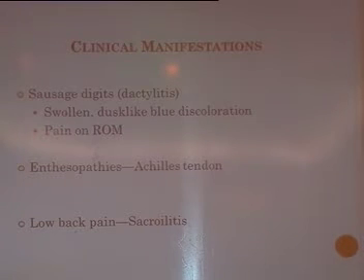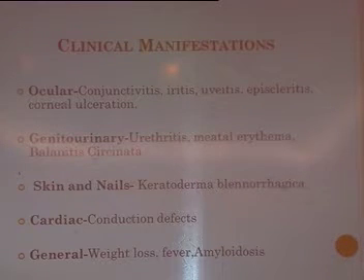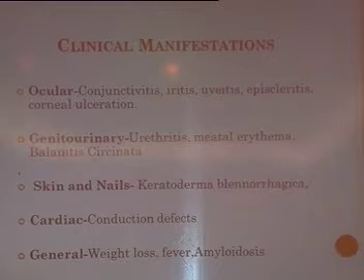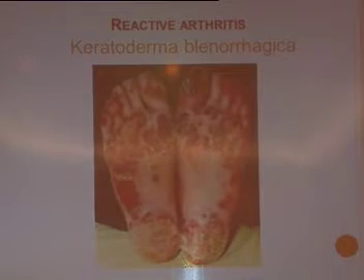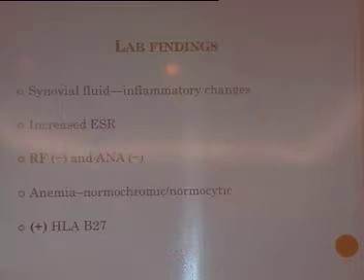Also, we talk of sausage digit. The whole of the finger or toe is swollen with dusky blue discoloration, and they are very painful. Enthesopathies and sacroiliitis, we all know. This is how the sausage toes look. The other extra-articular manifestations, the eye I have already talked about. In the genitourinary system, balanitis circinata, they are shallow ulcers on the glans penis. In the skin, we see keratoderma blennorrhagica, which are hypertrophic lesions on the soles. Cardiac effects we already talked about, and the general symptoms. This is how keratoderma blennorrhagica looks, and this is how circinate balanitis looks.